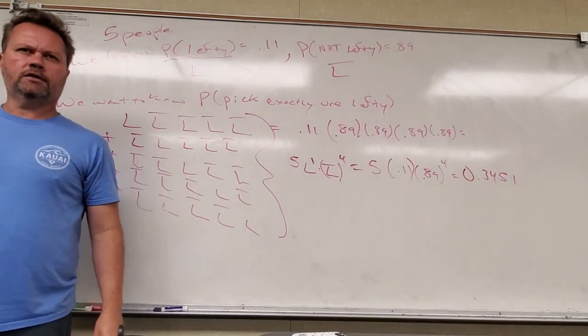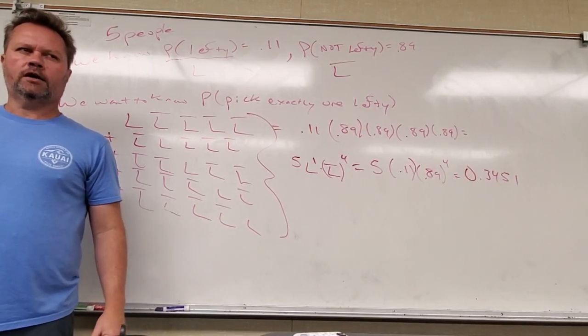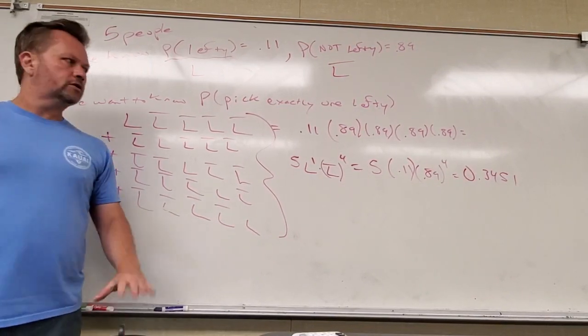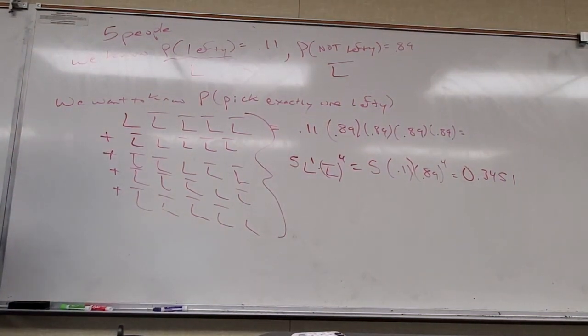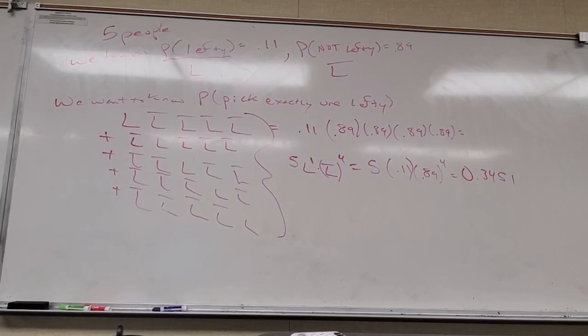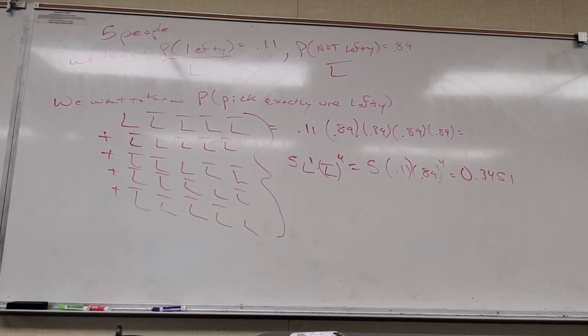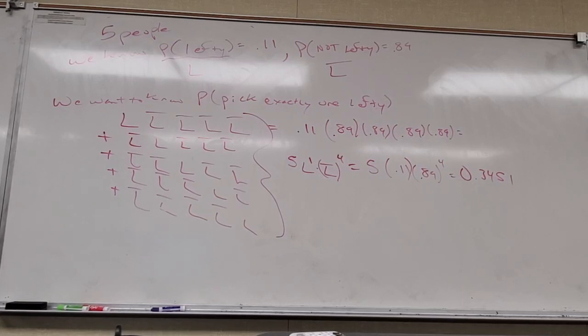You guys cool? You guys good? Okay, I like it. So what that means is there's almost a 35% chance that in any randomly selected group of 5 people, there's at least one left-handed person. I'm sorry, there's exactly one left-handed person. Any group of 5 people you pick, that's the chance that you'll have one left-handed person in that group. Okay, I like it. Maybe.